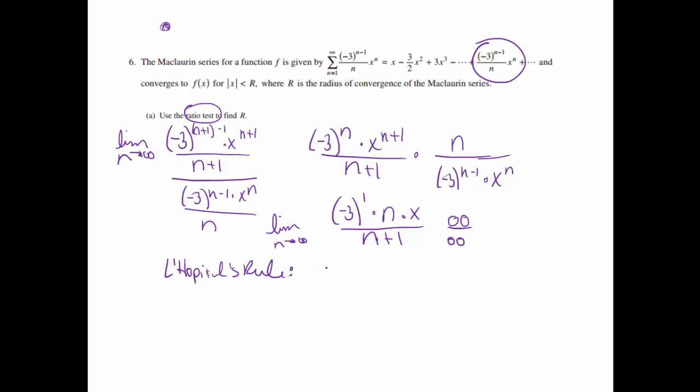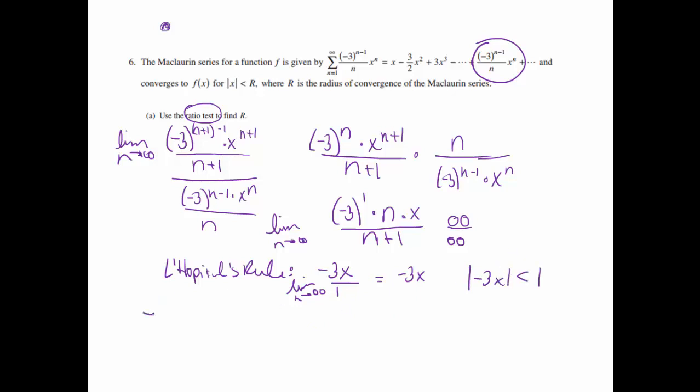So the negative 3 and the x are just going to tag along here. So negative 3x would be the derivative of the numerator, and 1 would be the derivative of the denominator. So I was finding the limit as n approaches infinity, and that will just equal negative 3x. All right, when we do this, we know that the absolute value of negative 3x has to be less than 1 in order for the ratio test to hold.